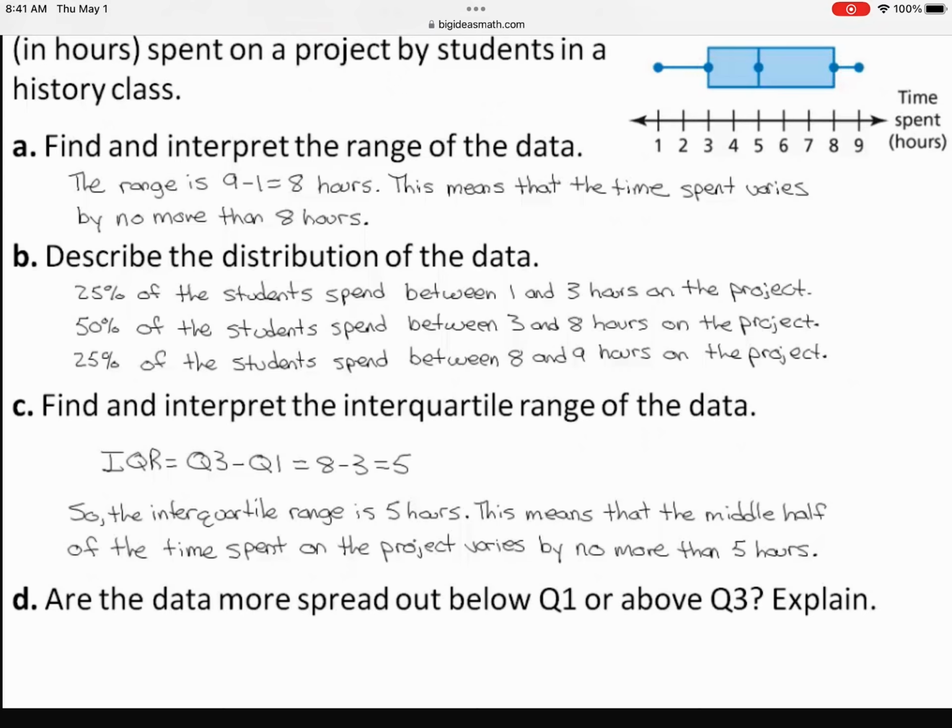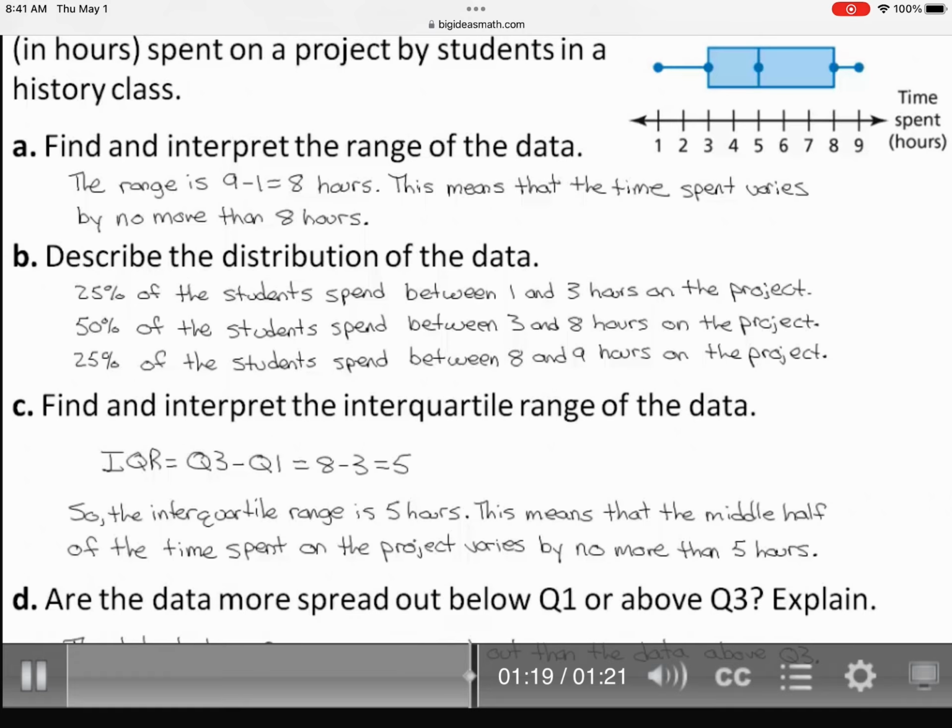Part D. Are the data more spread out below Q1 or above Q3? Explain. Note that the left whisker is longer than the right whisker, so the data below Q1 are more spread out than the data above Q3.